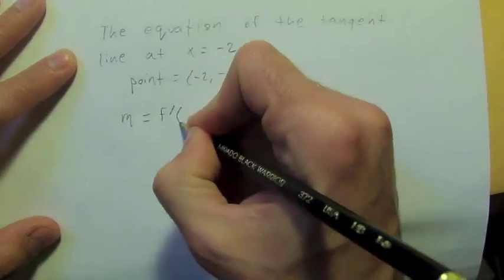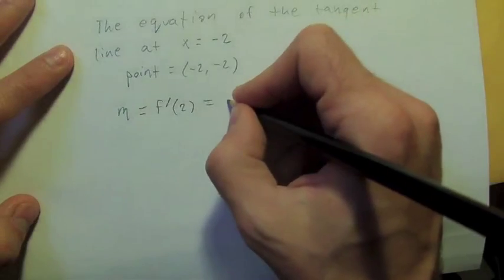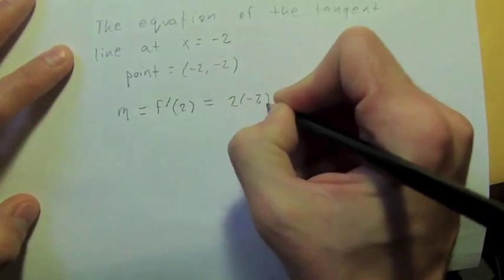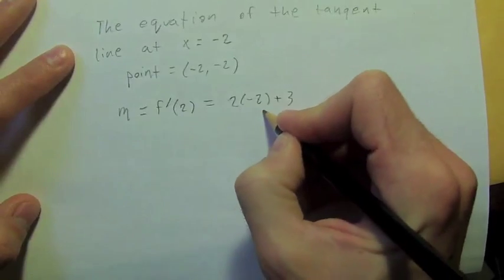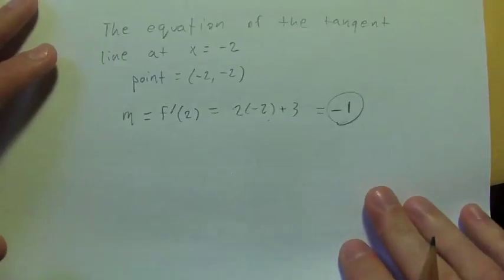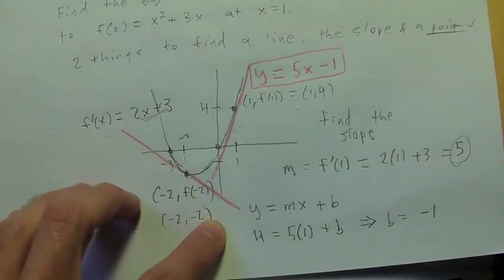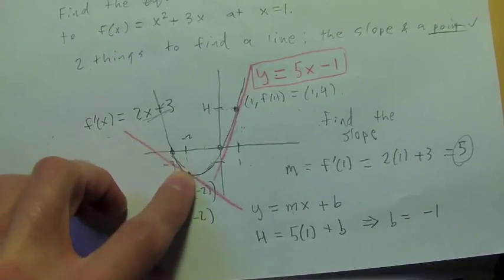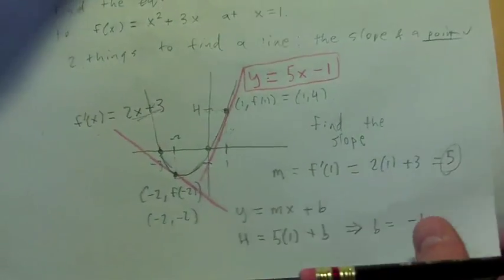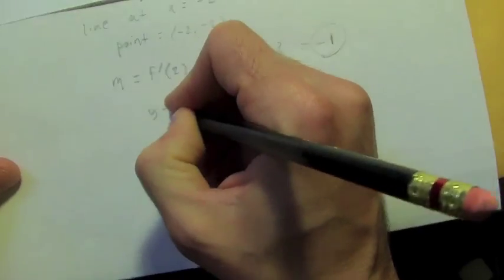Now we just need to find the slope, and the slope is going to come from f prime of -2. Now, since we did that work to find f prime of x, which is 2x plus 3, I'm just going to plug that in here. That's going to be 2 times -2 plus 3, so that's -4 plus 3, which is -1. All right, so that's my slope. And that looks about right. I mean, it's negative, it's shallower than 5, right, less than 5.